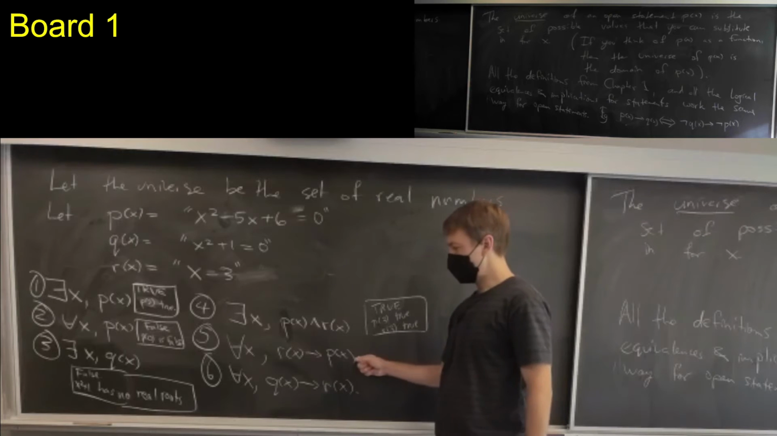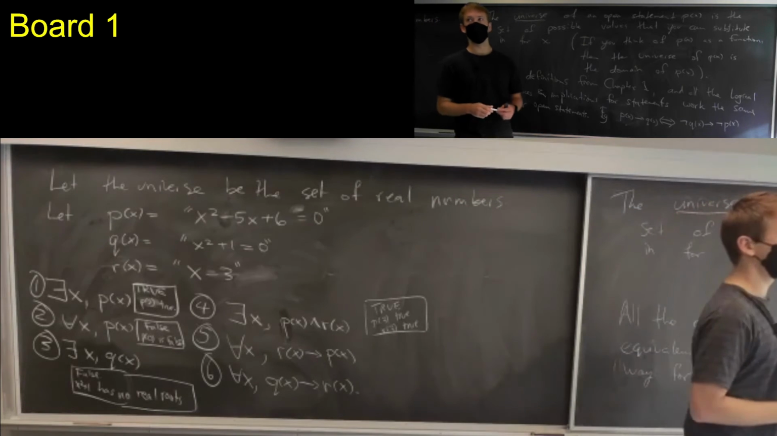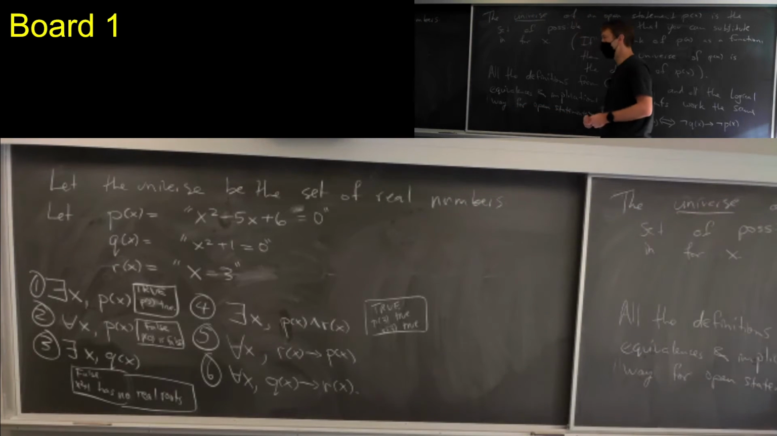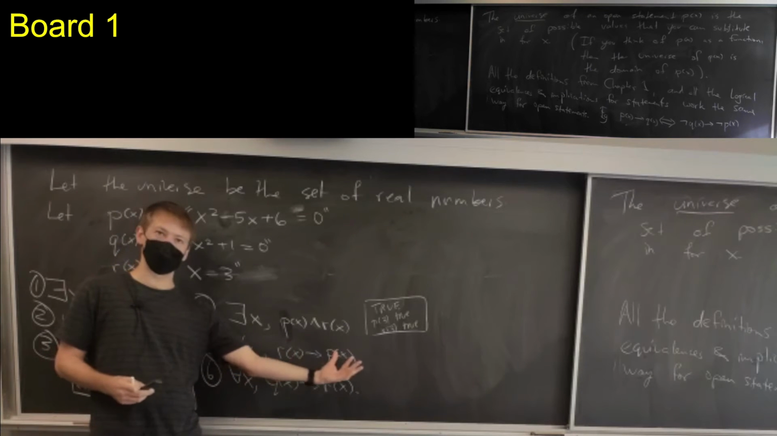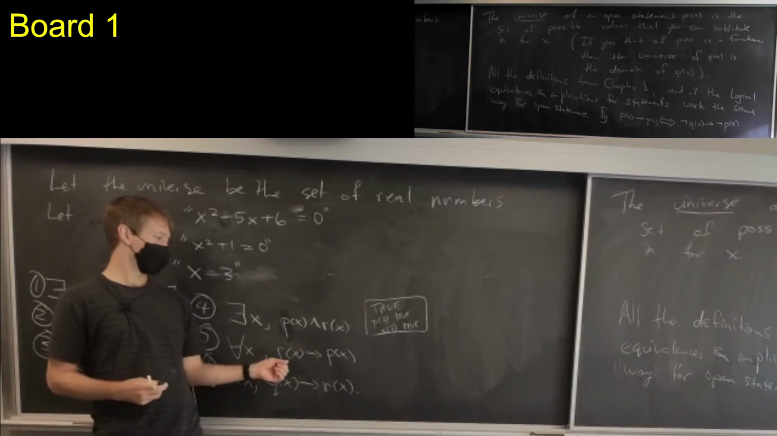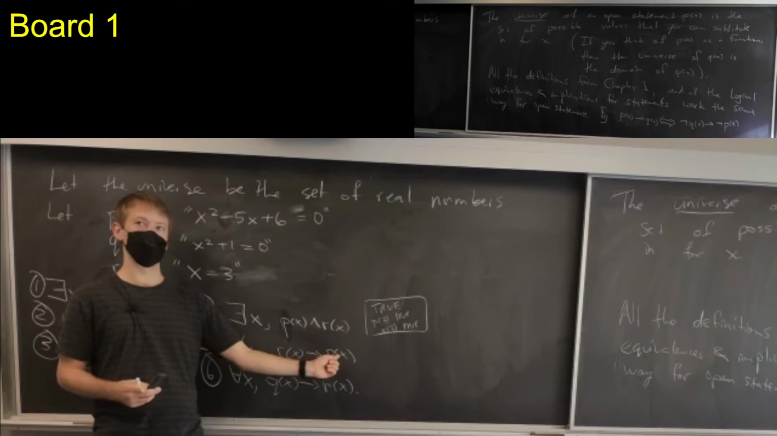Okay, this is an interesting one. Is it true that for all x, R of x implies P of x? Yeah, that's true. Because remember, with an implication, if the first part is false, then the implication is true. So again, you only have to check the case x equals 3, and they're both true in that case.